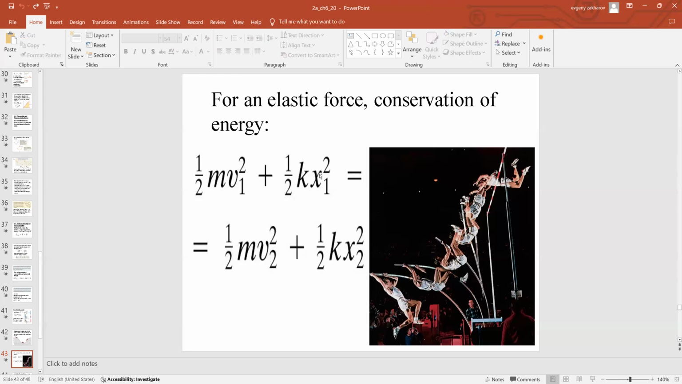And once again, K plus U equals K plus U, unless there is friction. And if there is no friction, it's just the same K plus U over and over again.